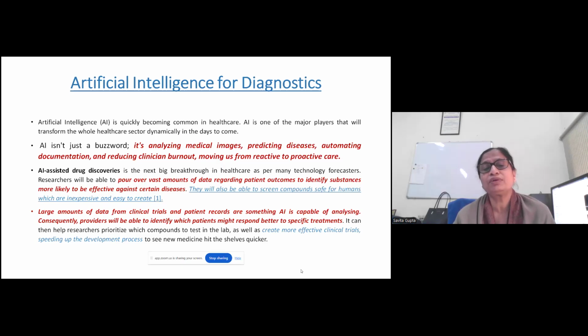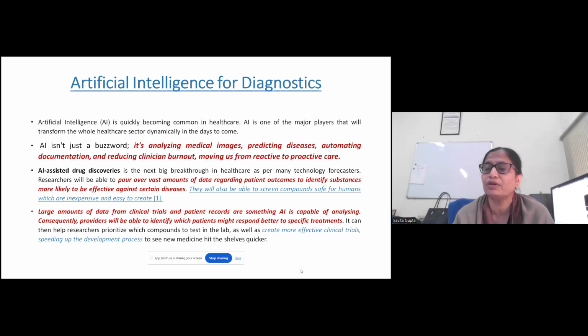So a large amount of data from clinical trials, because we already have in place EHR, electronic health records, by the government of India, and many governments are recording all the health data. So this large amount of data from various clinical trials and patient records is something which AI is capable of analyzing. So providers will be able to identify which patient might respond better to specific treatments.